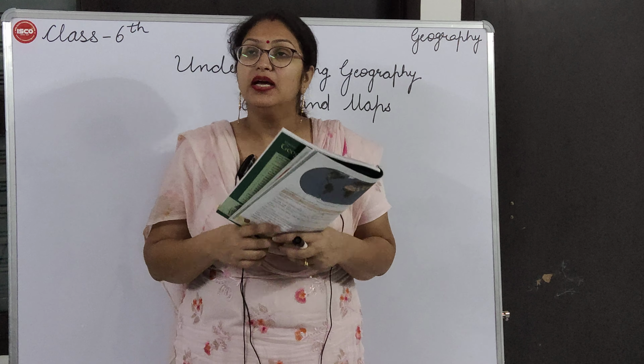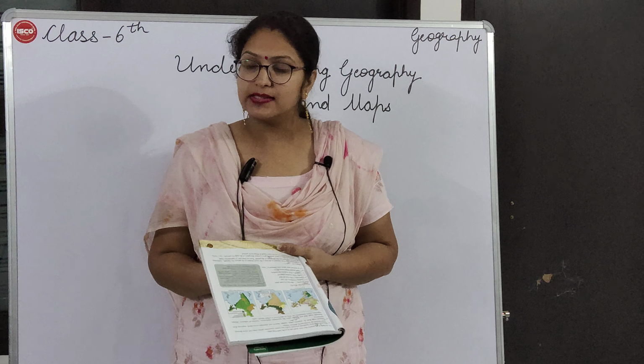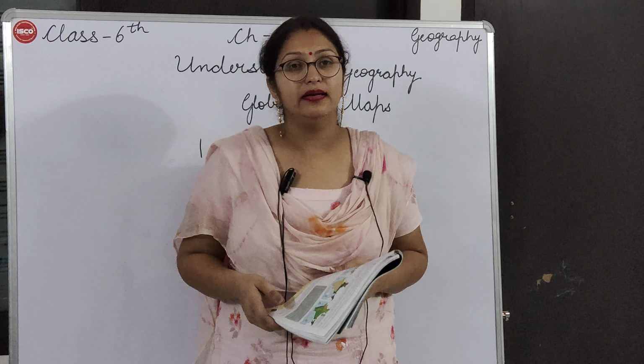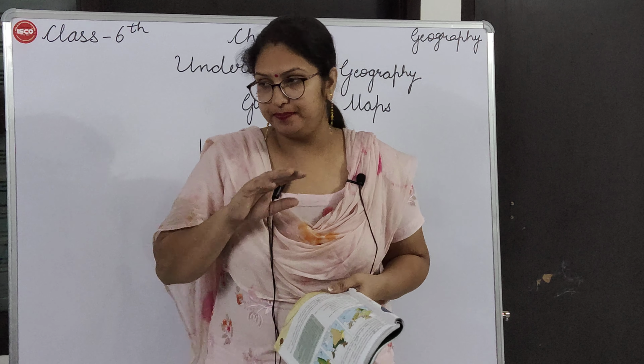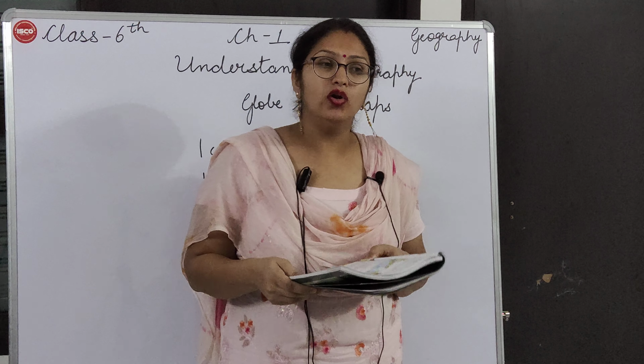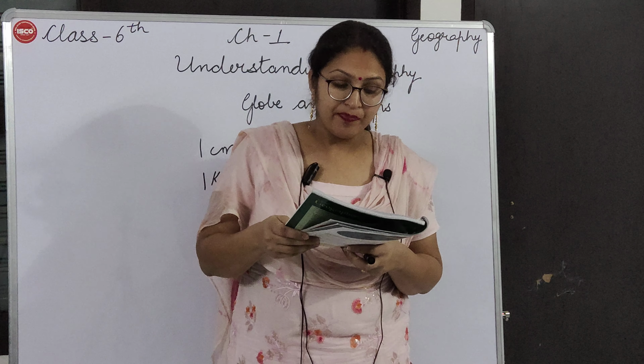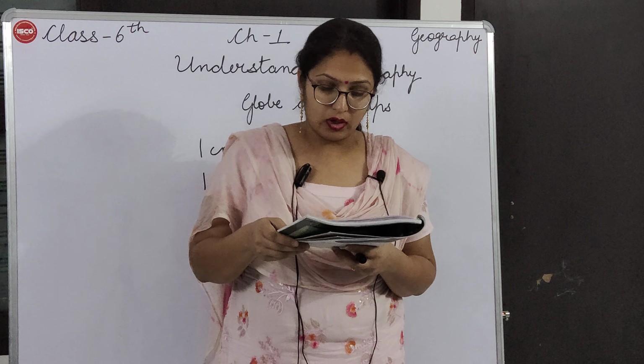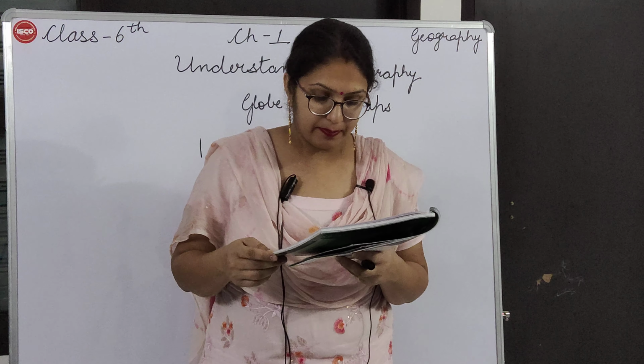Then grid system. The grid system is a network of meridians and parallels, meaning longitudes and latitudes, so it helps locate places. With the help of longitude and latitude we can locate places easily. Now let us find out more about these elements of a map.